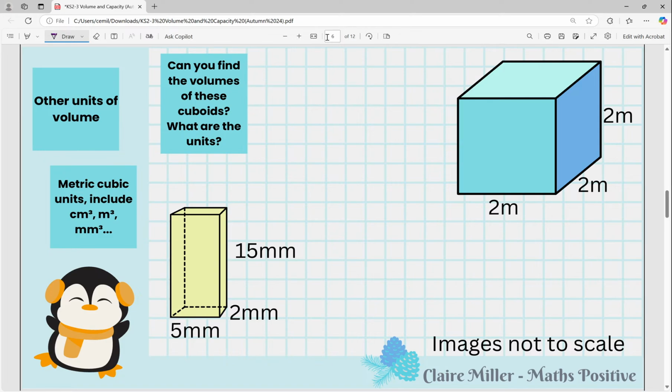Amazing. What about other units of volume? Well, I'm going to say again, these images are not to scale. This cuboid here has the length, width, and height all in millimeters. Millimeters are super, super tiny. I don't know if some of you might have a ruler somewhere nearby, but if you see a little centimeter on your ruler, sometimes a centimeter might be about the length of a square in an exercise book. That centimeter is separated into 10 tiny millimeters. So a millimeter really is tiny.